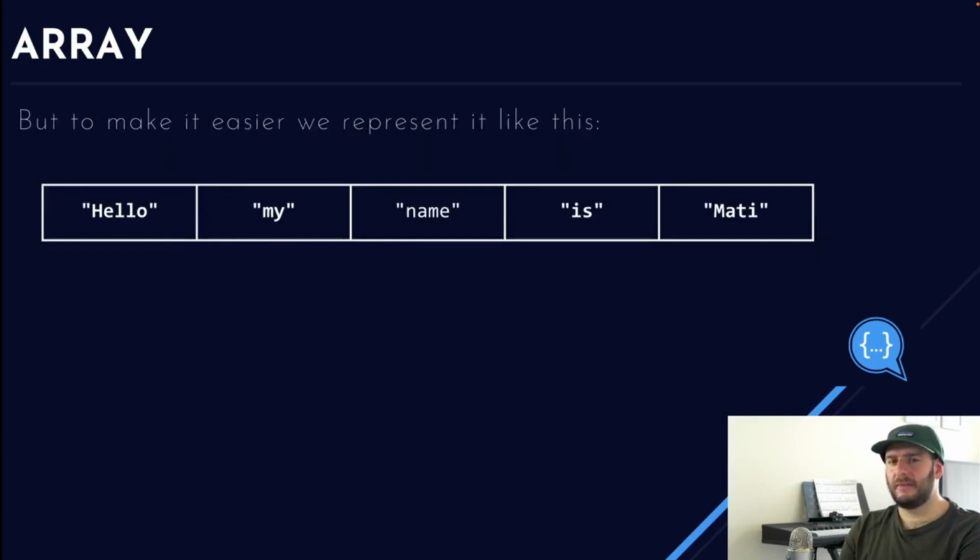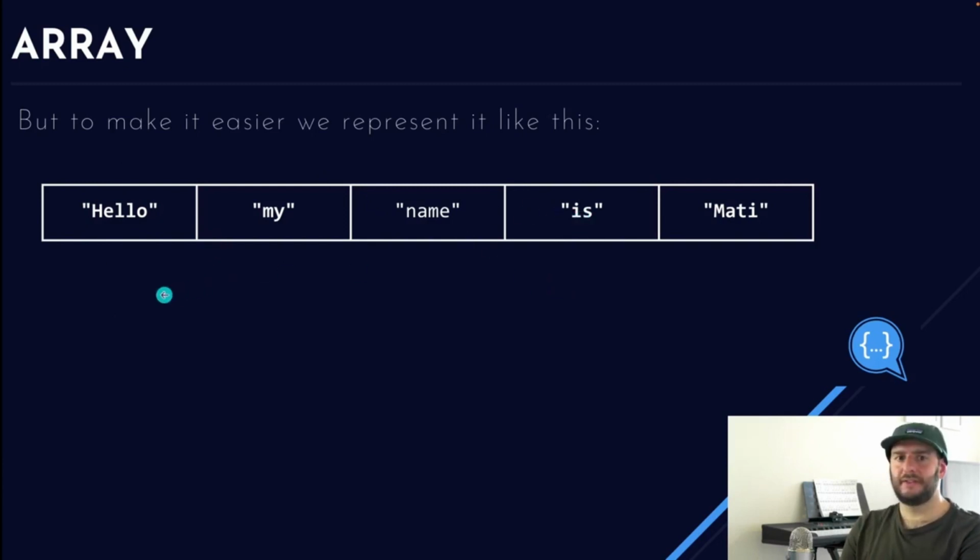But because that way of representing it is quite messy, we usually represent it like this, because this is what we usually mean when we have an array of strings. If we're Java developers, we have to know that actually the values stored in the array are the references and not the actual strings. But for everyday use, we just use this representation.